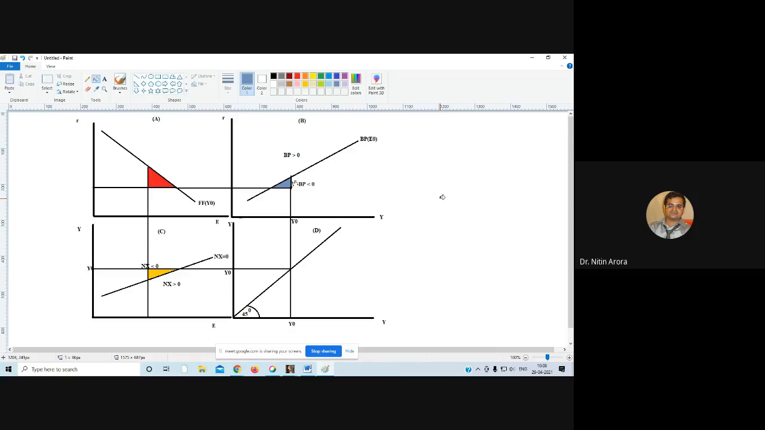Let me tell you, मेरे को FF Y0 थोड़ा सा नीचे बनाना चाहिए था so that the triangle, अभी भी मैं कर सकता हूँ. What we can do is थोड़ा सा इसमें चेंज करते हैं. I will redraw this FF curve so that the surplus generated in capital account is shown lesser than the deficit in the current account.